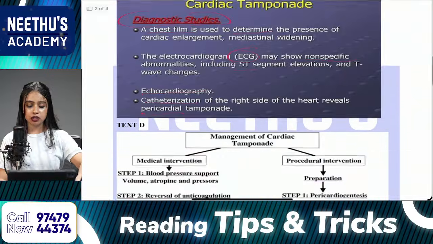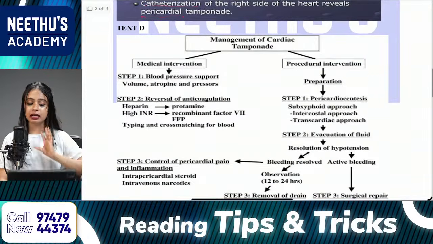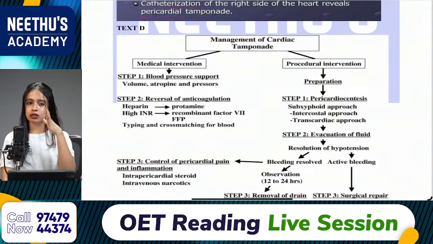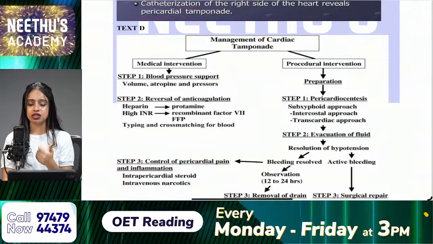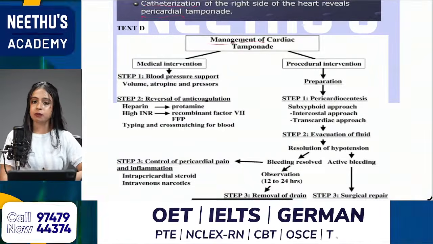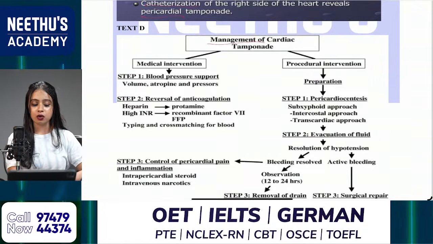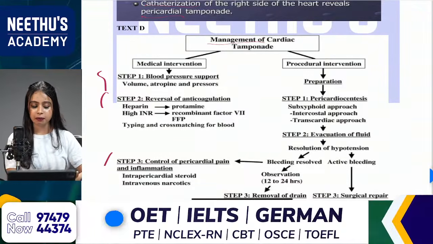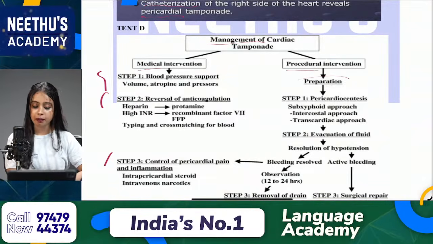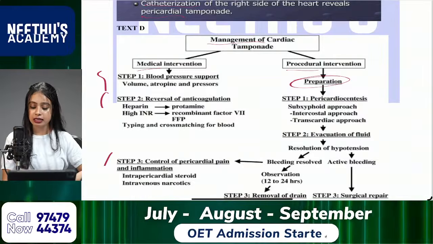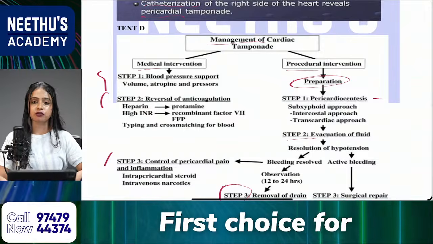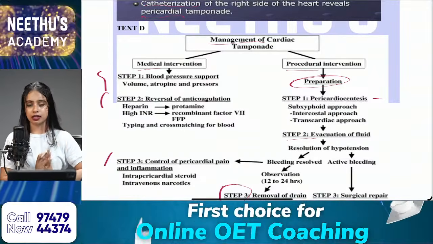Clear? Okay, so now we are moving to text D, management of cardiac tamponade. So what about the management? Okay, so text C was all about the diagnosis of this disease condition, and text D is all about the management. So what are the management options? If it is medical, then you can go for step 1, step 2 and step 3 procedures mentioned. If it is a procedural intervention, then you can go for again preparation, then pericardiocentesis as well as different types mentioned. Step 2, again step 3, removal of drain. So this is all about the text.